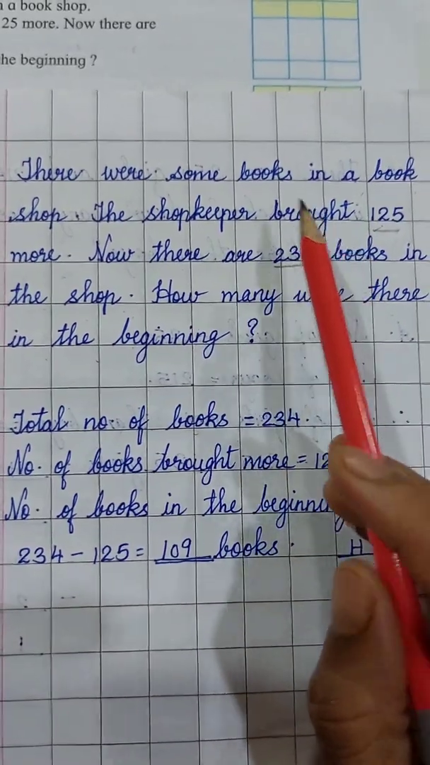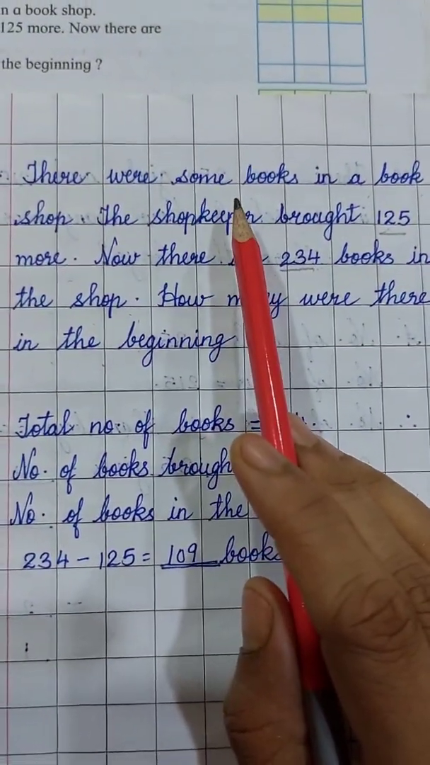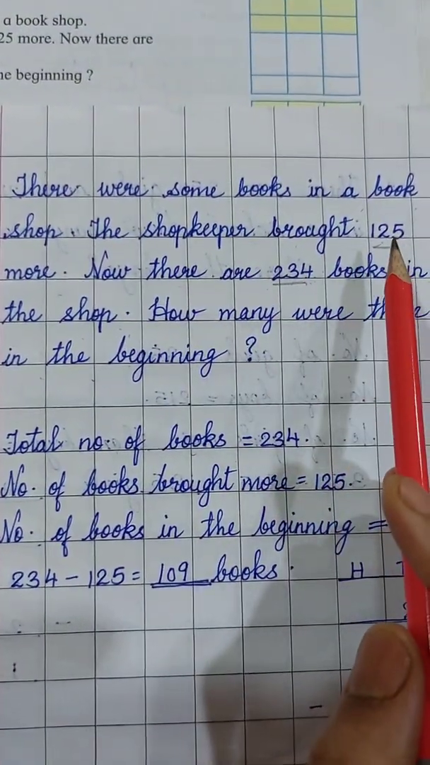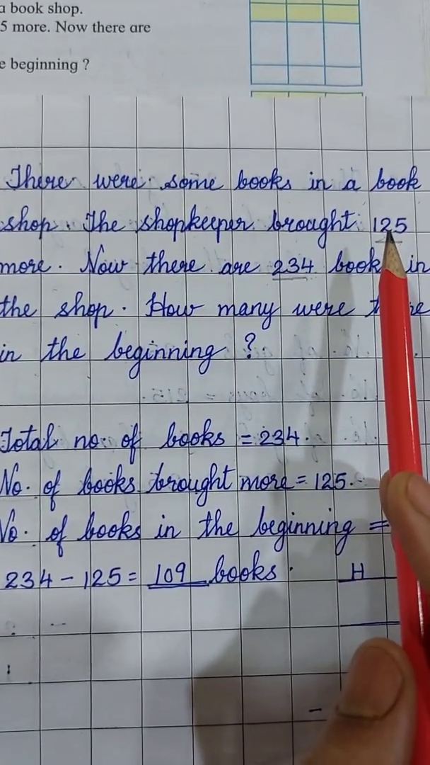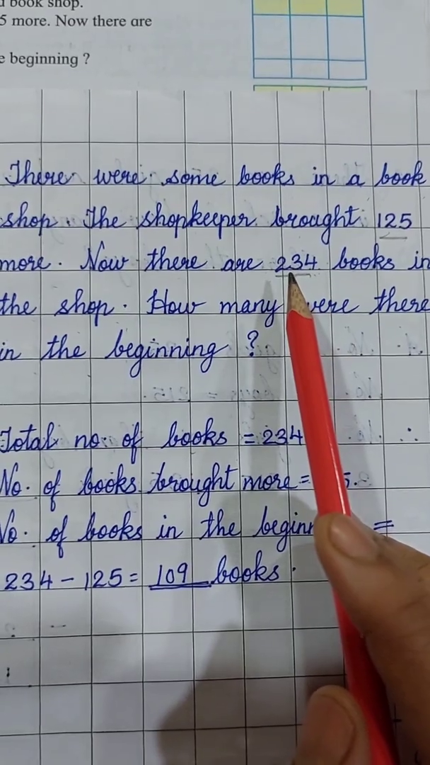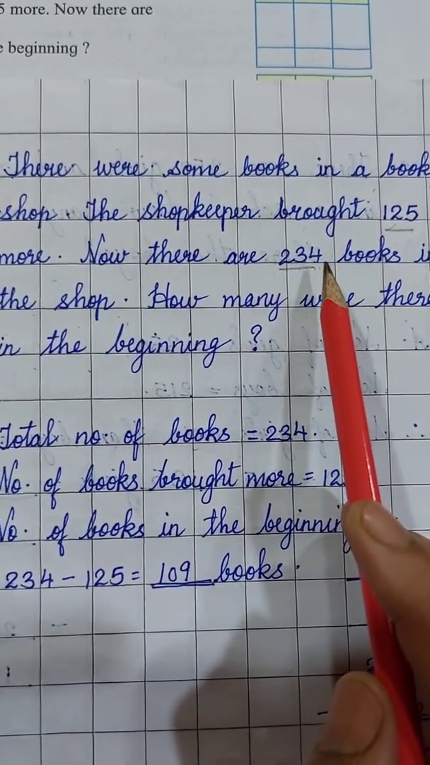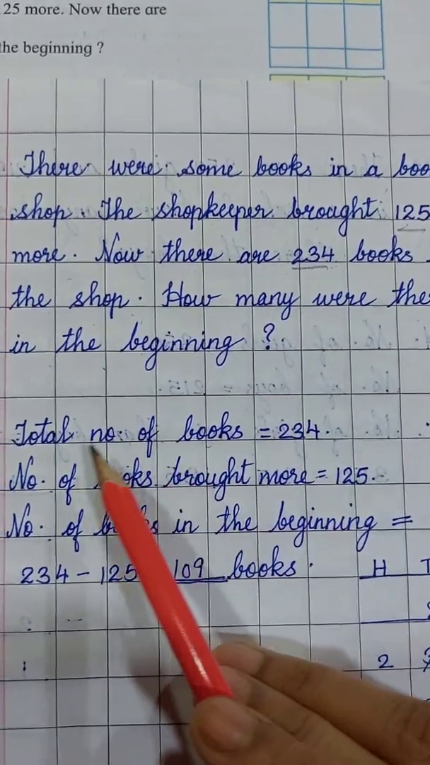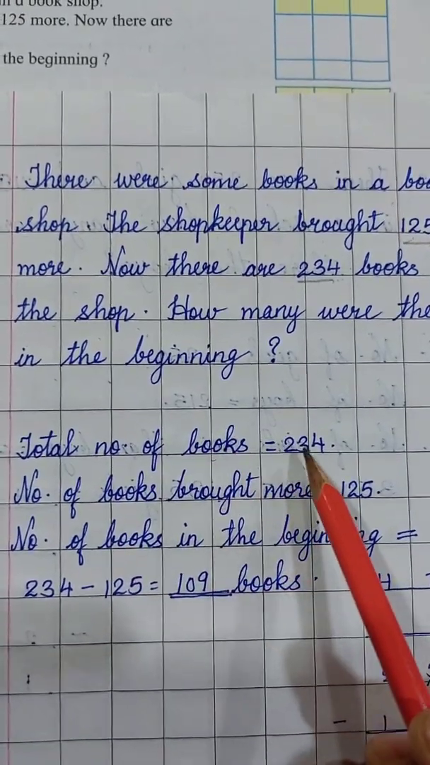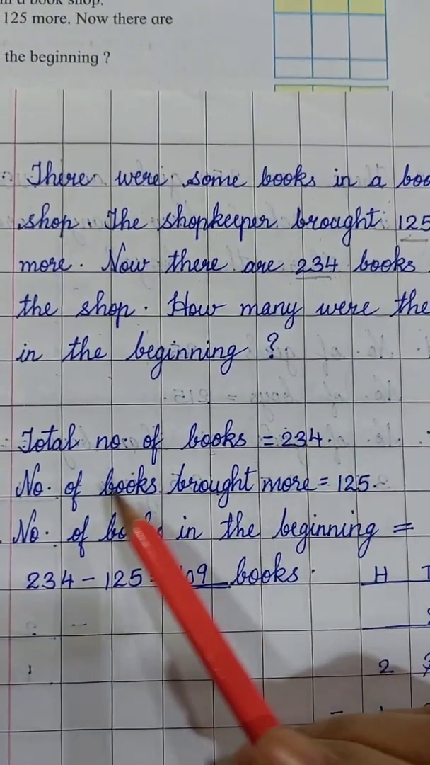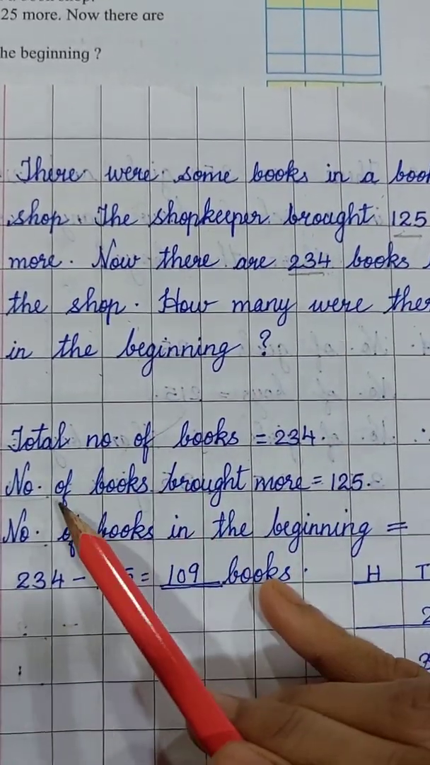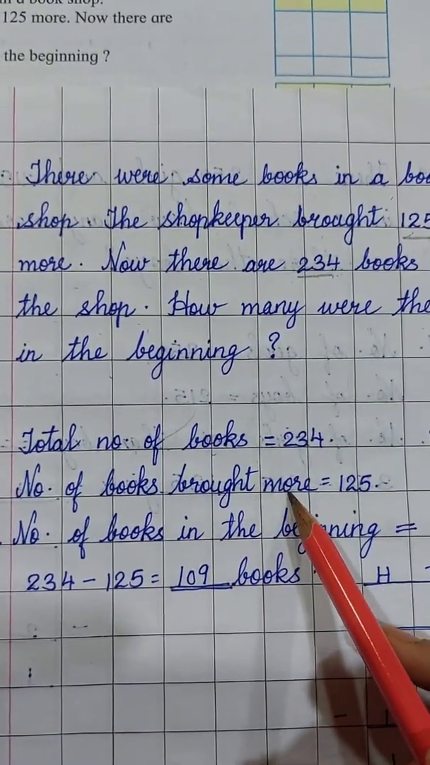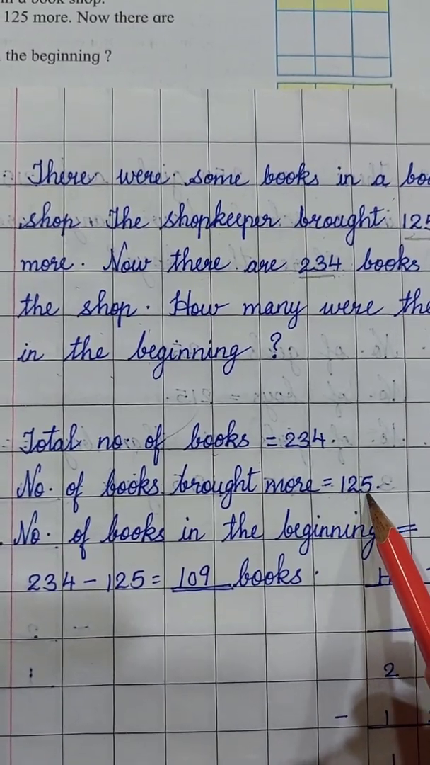First there were some books. We don't know how many books were there. Then the shopkeeper bought 125 books more. So he brought 125 books and then now the total books were 234. So bigger number, first statement. So total number of books is 234. Second statement with the next number, that is number of books brought more, is equal to 125.